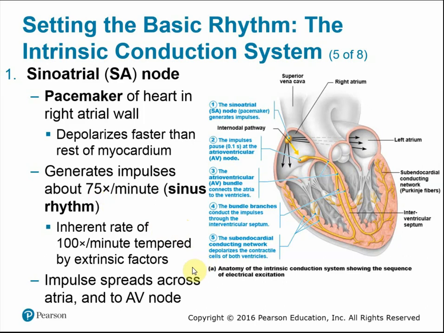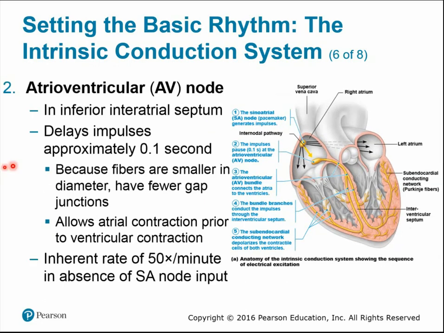Then from there, the impulse is going to spread across the atria and to the AV node. At the AV node, it's going to delay the impulses by about a tenth of a second. This is because we want to allow the atria plenty of time to complete its contraction before we initiate the ventricular contraction. We want to make sure the atria is completely emptied and has completed its contraction before we go to the next set of contractions in the ventricles.